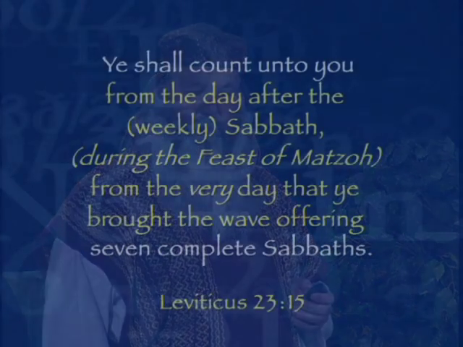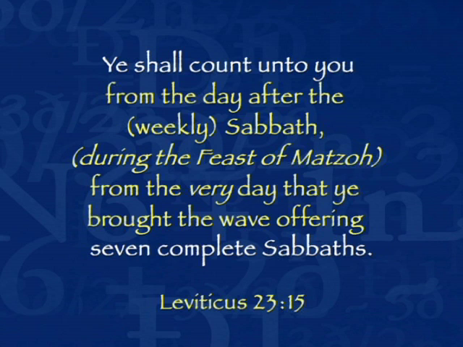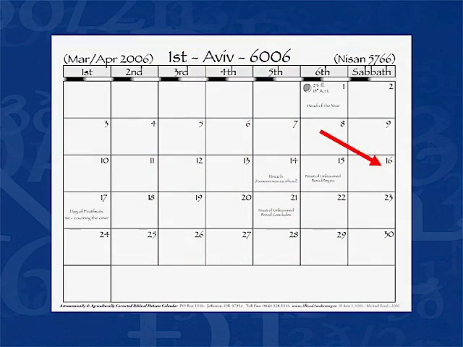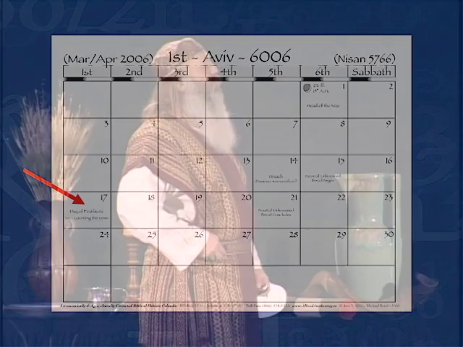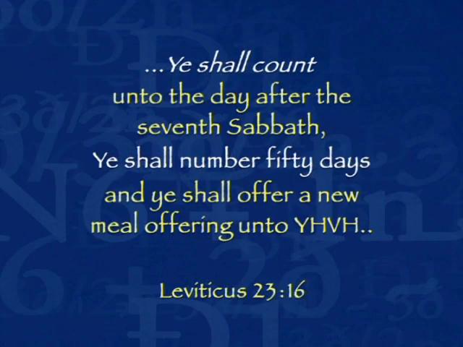Now, this is very important. It says, "You shall count unto you from the day after the weekly Sabbath during the Feast of Unleavened Bread, from the very day that you brought the wave offering, 7 complete Sabbaths." You count 7 complete Sabbaths. So, right here, from the day after the Sabbath during the Feast of Unleavened Bread, the very next day is the day of first fruits. From that day, we count 7 Sabbath days. And when we count 7 Sabbath days, the day after the 7th Sabbath, you shall number 50 days.